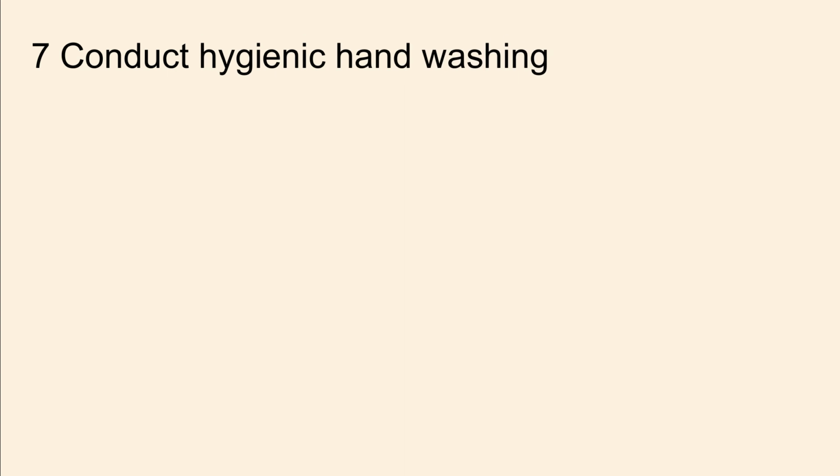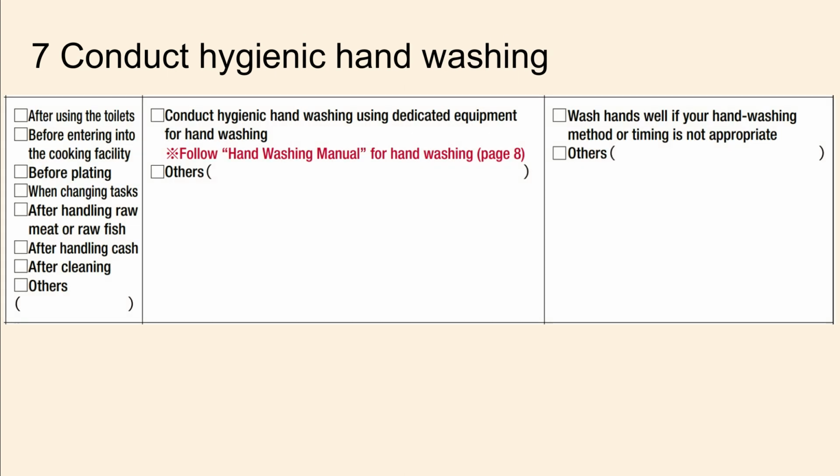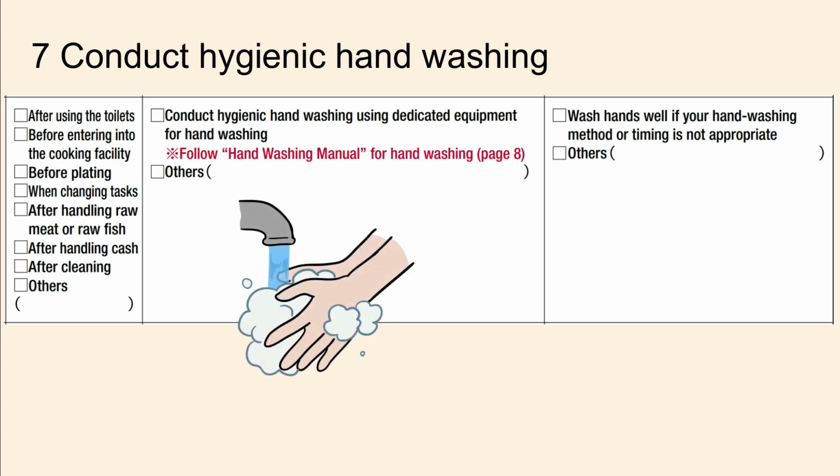The seventh item is conduct hygienic hand washing. About 80% of food poisoning caused by norovirus originates from food preparation workers. In addition, even if an employee is infected with norovirus, he or she may not show any symptoms. So, wash your hands thoroughly on a regular basis to avoid contaminating food.